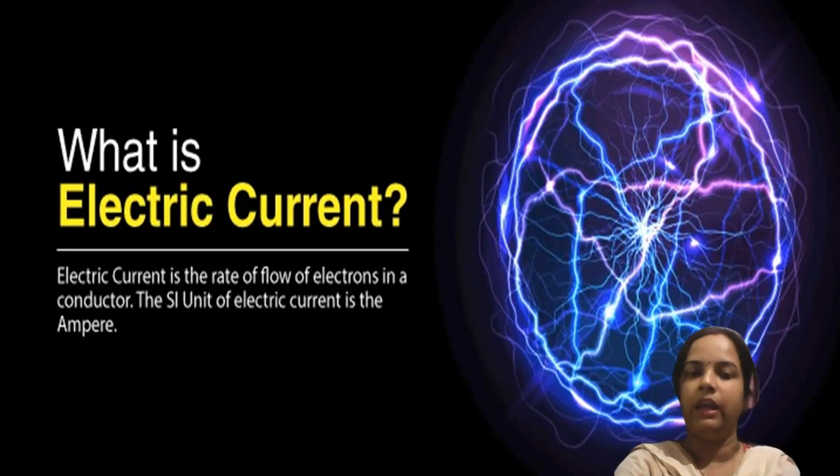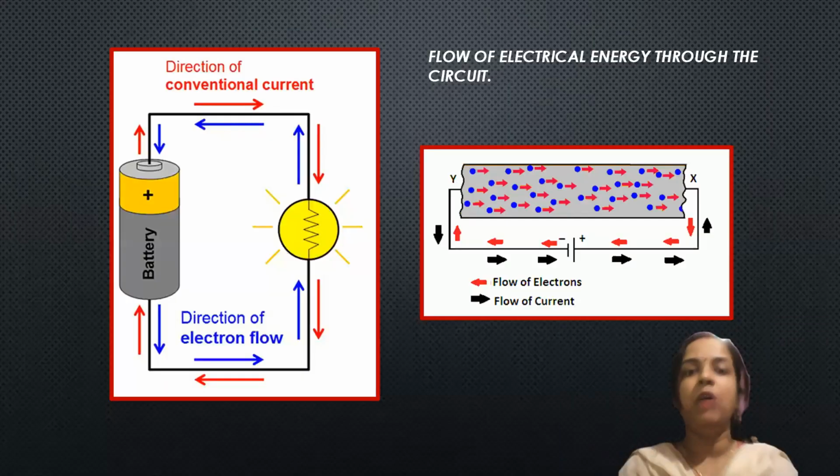Okay, moving ahead. Now, here I want to explain the direction of the conventional current. Now see, flow of electrical energy through the circuit. This is also a good definition of current, the flow of electrical energy through the circuit. Now see, here I'm going to discuss the direction of the current. The red arrows are showing the flow of electrons and the black arrows are showing the flow of current. Now, why are they in opposite directions?